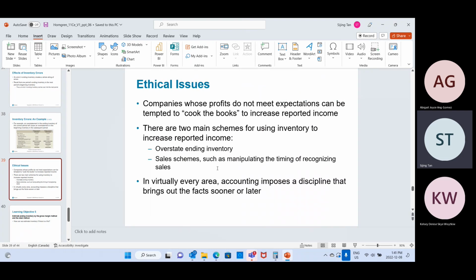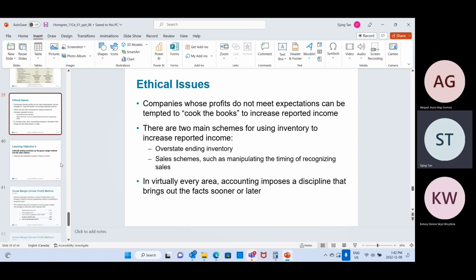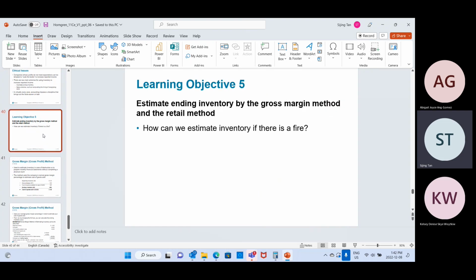Ethical issues. Because of the impact of inventory errors, some unethical managers may tend to overstate the ending inventory, as we said. If it's overstated, the gross margin and net income will look much better in the statements, right? So one of the ethical issues is that managers overstate ending inventory in their financial statements to make their gross margin and net income look better. That is an ethical issue because it is closely related to inventory errors.